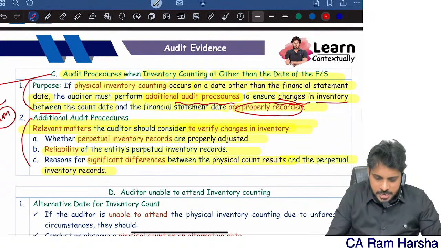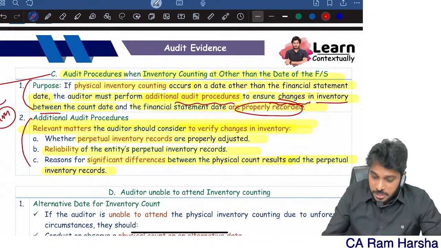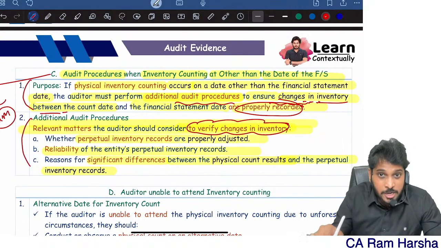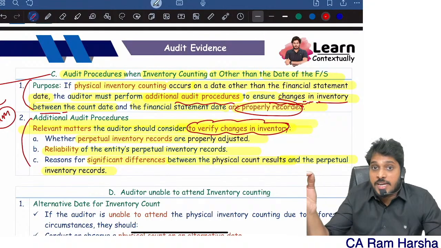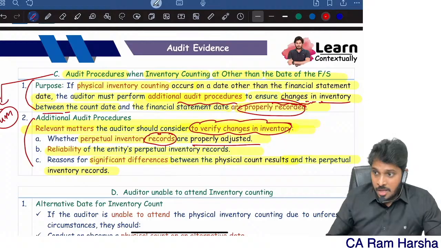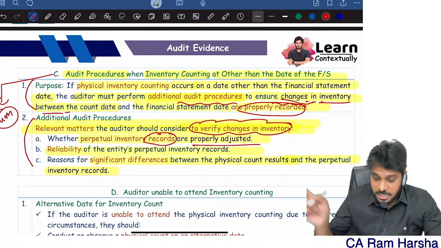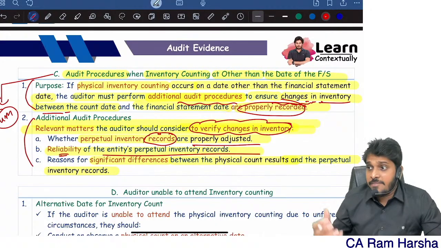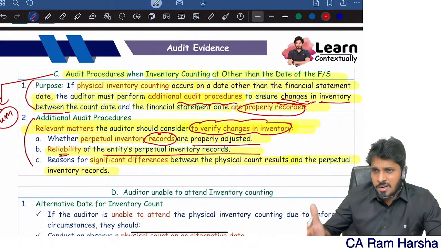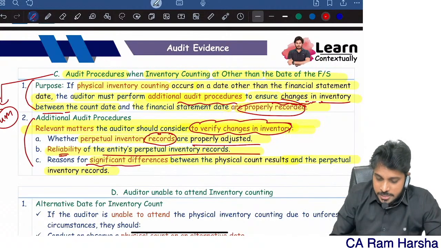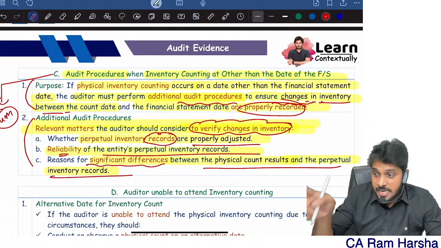And next, the second one: additional procedures, especially to verify changes in inventory, to see that changes have been correctly recorded. How do you know changes are correctly recorded? See whether perpetual inventory records are properly adjusted. For those 15 days, whether perpetual records are adjusted correctly. Reliability of those records: how do I know perpetual records are reliable? I will see the actual transactions. Whenever an order is received, first records are updated, then goods are delivered. Like that. Then reasons for difference, if at all, between the physical count and perpetual records.